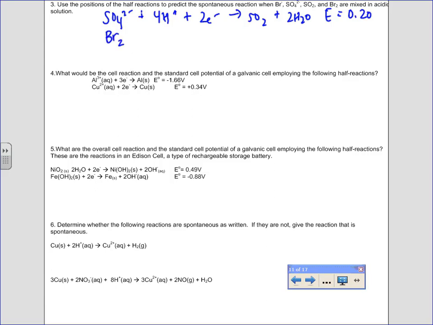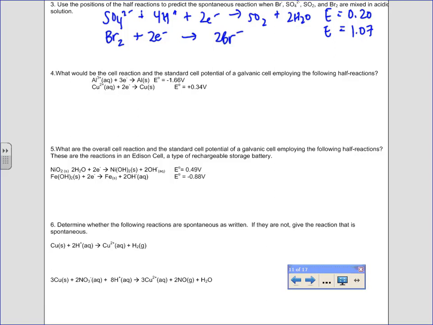The other reaction is of bromine gaining 2 electrons to form Br minus, and the cell potential of that is 1.07. Okay, so I really encourage you to look carefully at the reduction potentials and see how I made the decision to choose those particular reactions.